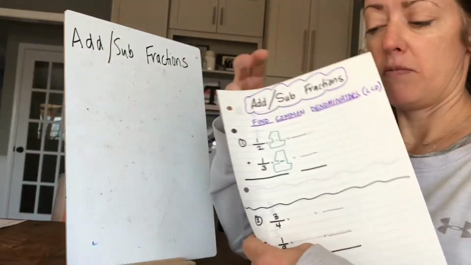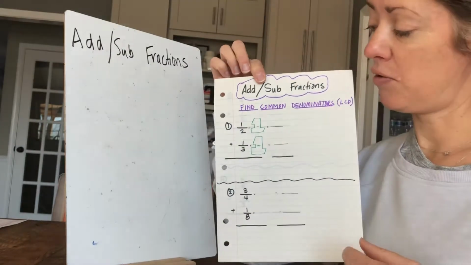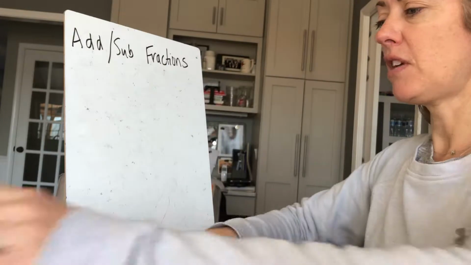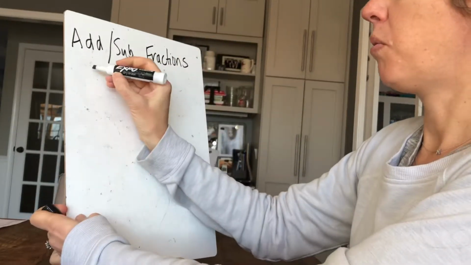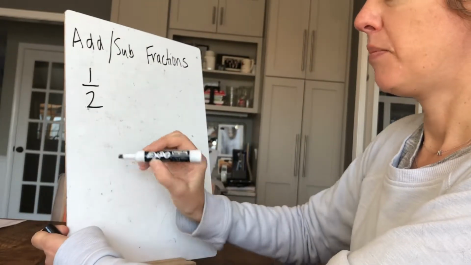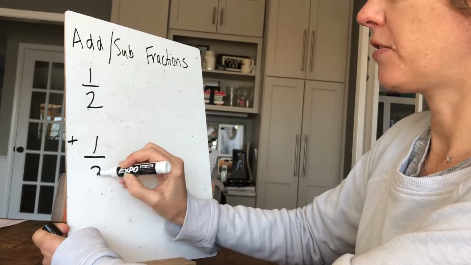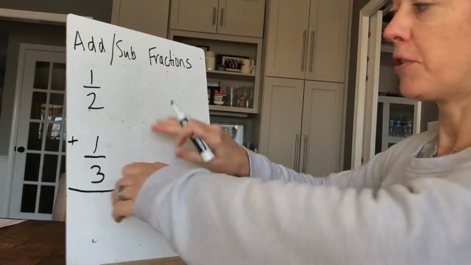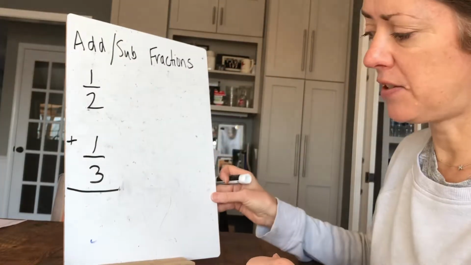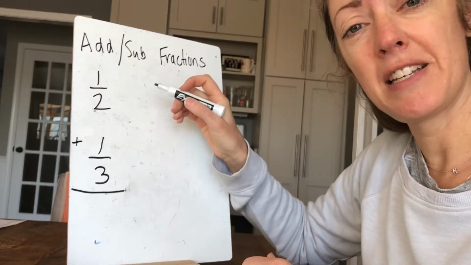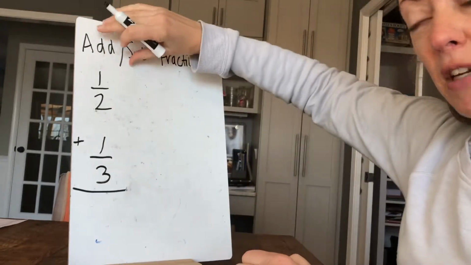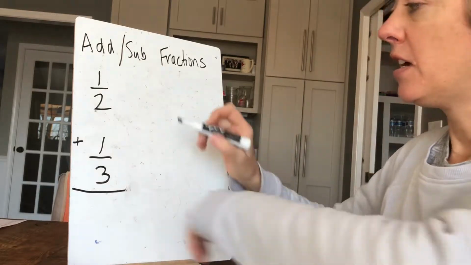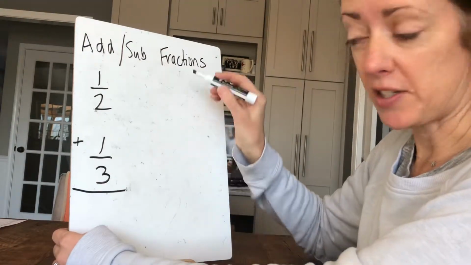Get out this paper, which you should have in your notebook there. Pull this out. We're gonna look at the first one together. So it looks like we're going to do 1/2 plus 1/3. Now, I wrote the problems out vertically because I think that might be easier for you to understand. Having it written this way and organized this way might be easier for your work, okay?